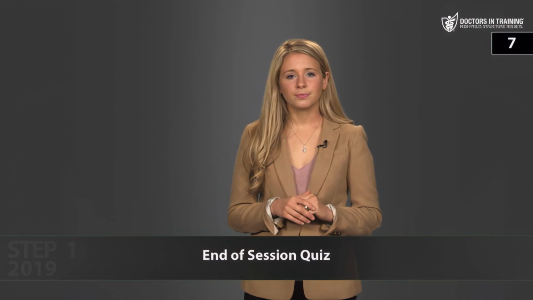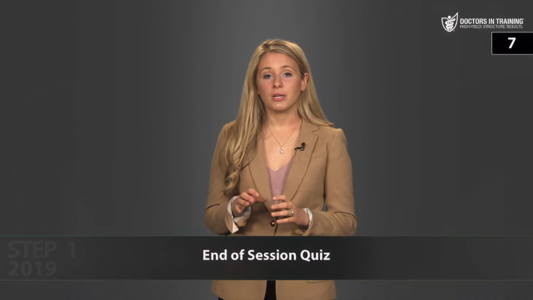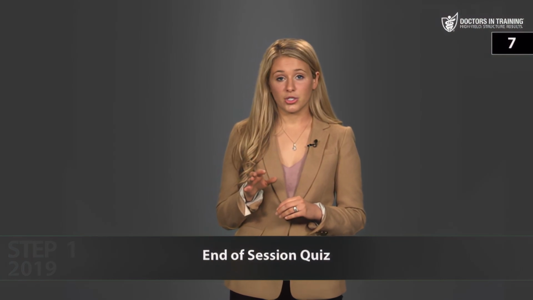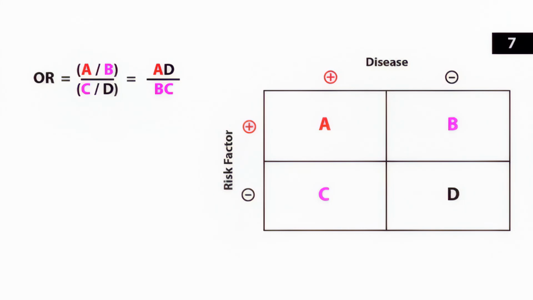Let's get started. What are the equations for odds ratio, relative risk, attributable risk, and number needed to treat? Odds ratio is A over B divided by C over D. Or another way to say this is A times D divided by B times C. This is the odds of having a particular disease in a group with risk factors divided by the odds of a particular disease without having the risk factors.